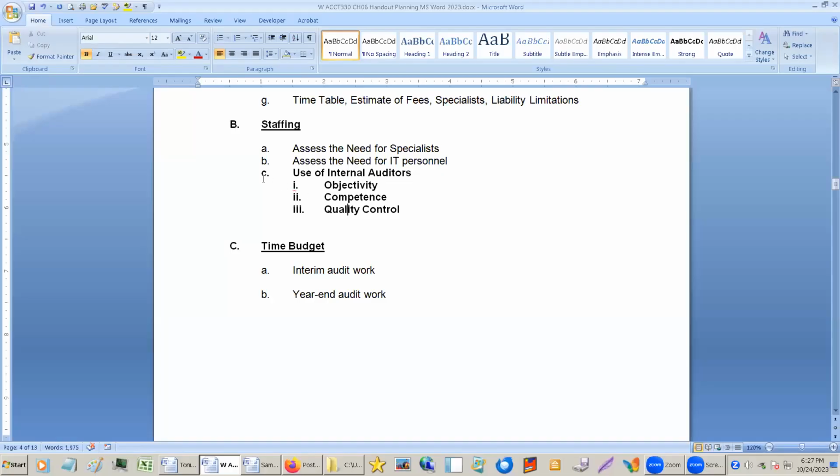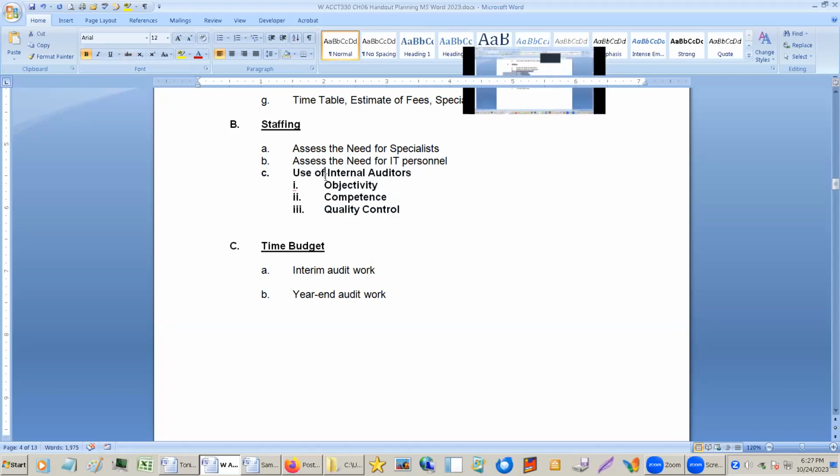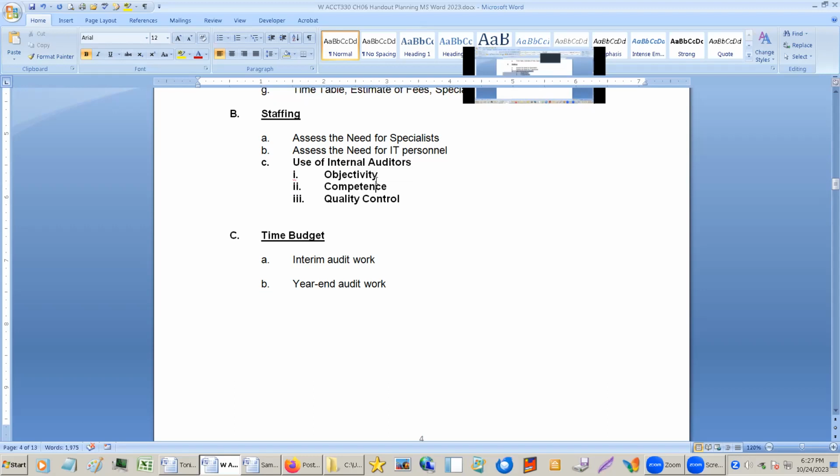If a company has internal auditors, if they're big enough to have internal auditors, a lot of times they will. And if you work as an internal auditor, for a publicly traded company anyways, you're probably going to be working with the external auditors. Some people on the audit staff don't like it. I liked it. It's kind of interesting to me.